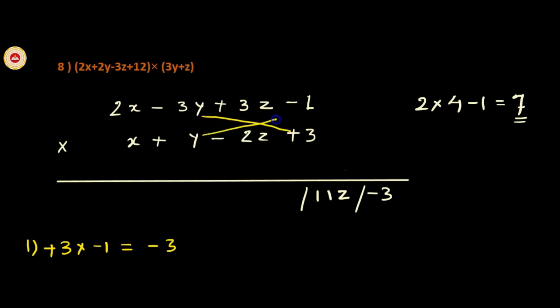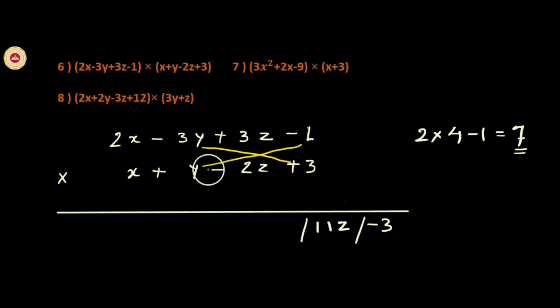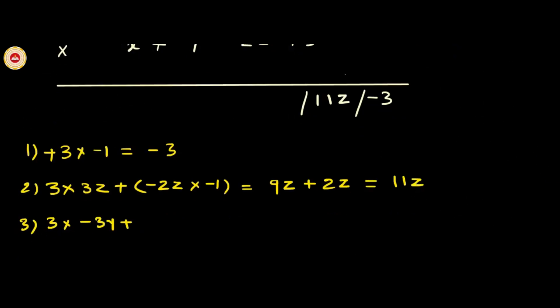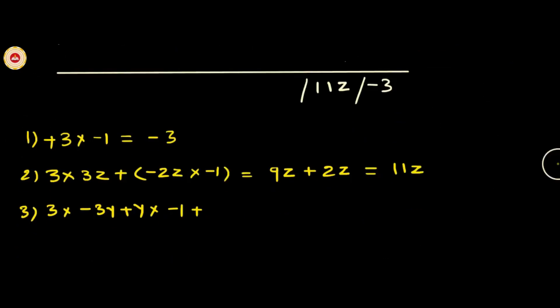Consider outer columns and multiply the terms in these two outer columns crosswise. 3 multiplied by minus 3y plus y multiplied by minus 1 plus, now the middle column vertically, minus 2z multiplied by 3z.